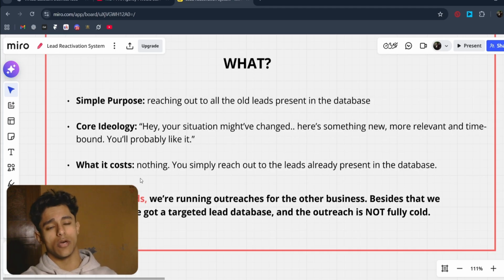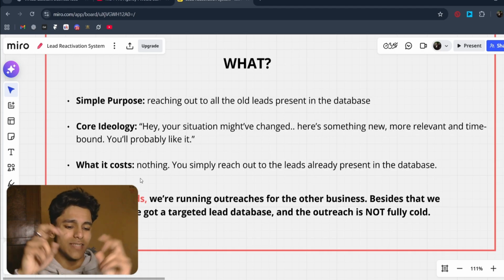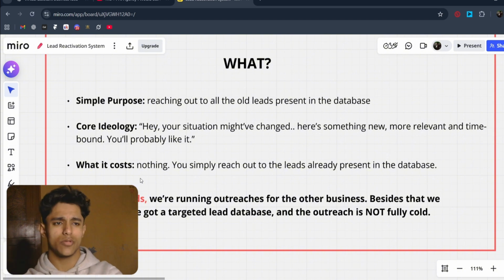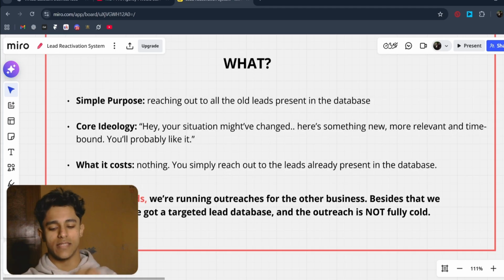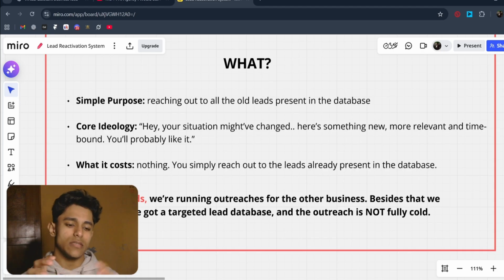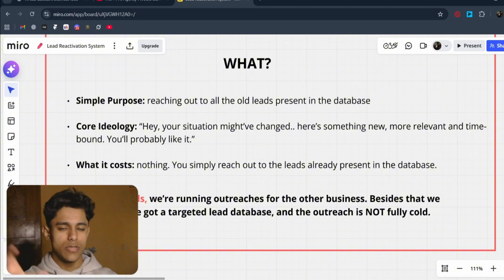And what does it cost? Nothing, because you simply reach out to the leads already present in the database. You don't have to pay for new leads, and you don't have to pay for any fancy reach out method. You're simply reaching out to them through email or any social platform. So it's literally going to cost you nothing. In simple words, we're running outreach for other businesses. So if I, as an AI automation guy, set the system up for another business, then I'm going to run an outreach campaign for the business I'm working with.